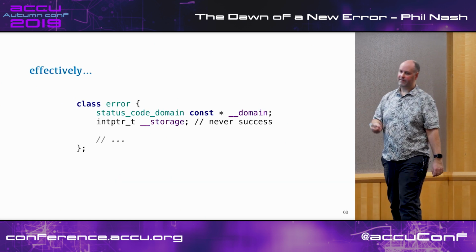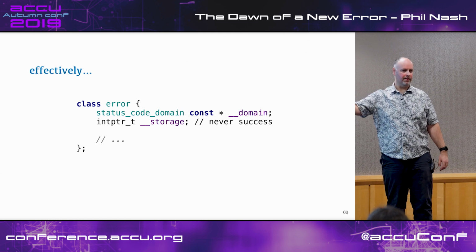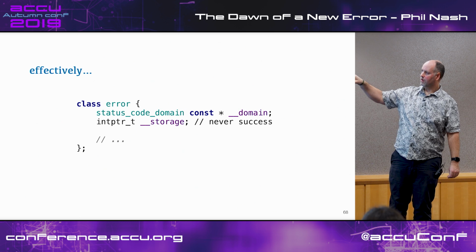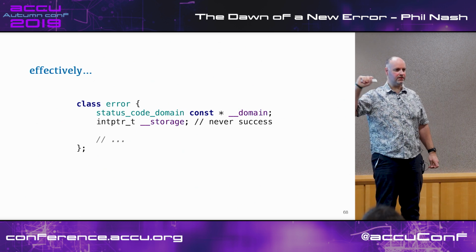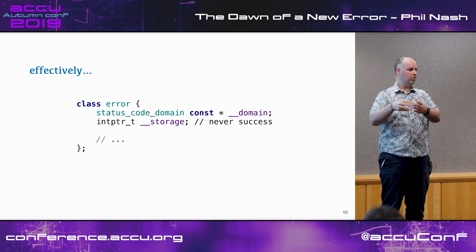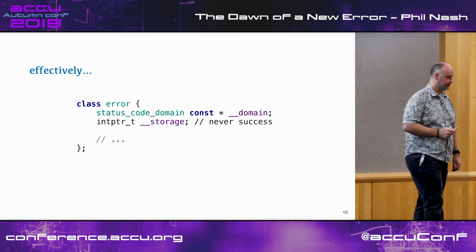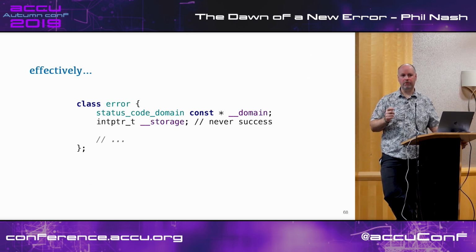So effectively, once you boil all that down, this is what we have for std::error. It's actually an alias for a template, but we effectively have a status code domain pointer and an intptr_t to hold some other type, but in a non-type punning way. So it looks very similar to what we had before, but much more flexible now.